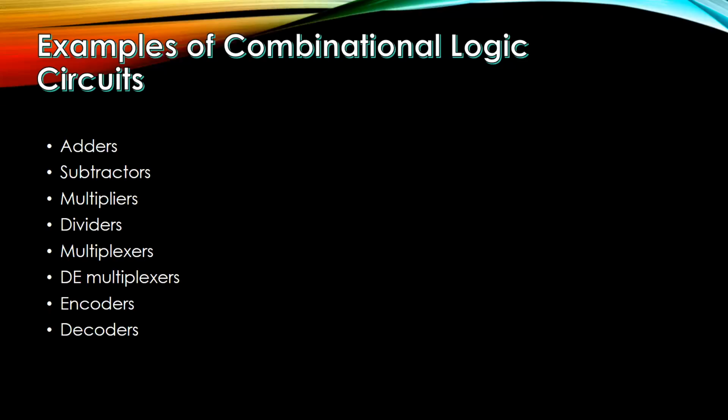In this class, we are going to discuss combinational logic circuits. Here are examples of combinational logic circuits: adders, subtractors, multipliers, dividers, multiplexers, demultiplexers, and decoders.